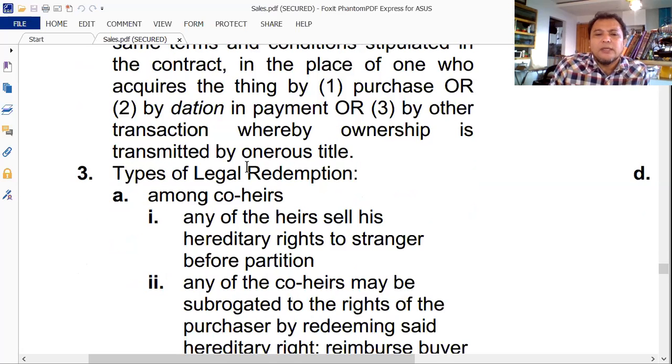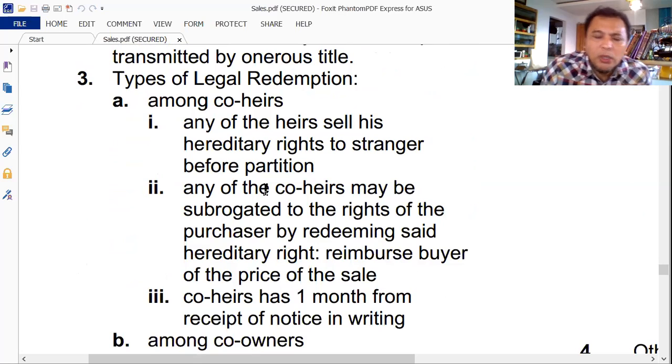So there are different types of legal redemption. Among co-heirs, meaning a deceased person has left property to his sons or daughters, then they are now co-heirs. And one of the co-heirs sold his share to another person. So his co-heirs are now entitled to redeem his share, the share of the person who sold his share of the co-owned property.